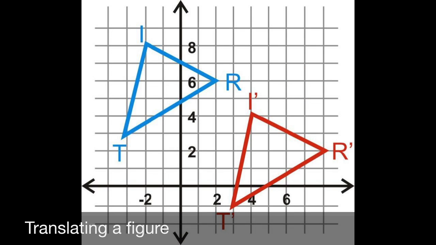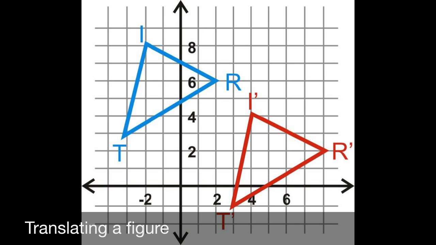To translate a figure across a graph, you must either add or subtract values from the x and y coordinates. For a horizontal translation, you must only add or subtract value from the x coordinate. But for a vertical translation, you must add or subtract value from the y coordinate. Lastly, general translations will have you add or subtract values from both the x and y coordinates.